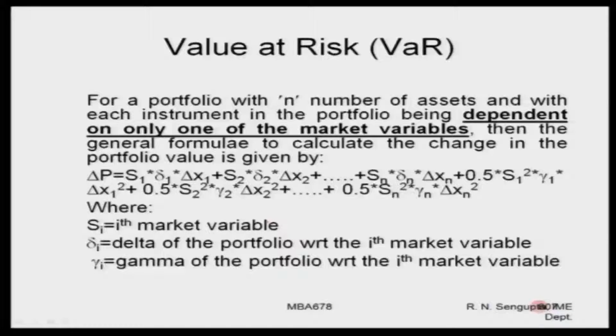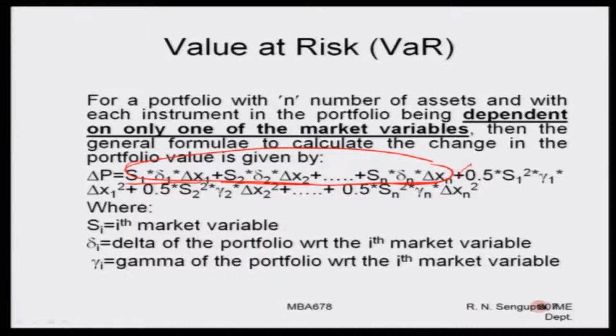For a portfolio with n number of assets, with each instrument in the portfolio being dependent on only one of the market variables, and that is important, the general formula to calculate the change in the portfolio is given simply by this. The first term is delta 1, the second one is delta 2, and so on till the nth.